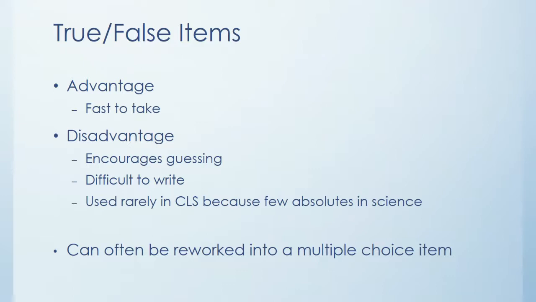So now true false items. These are very fast to take because it's just read the question, go, okay, it's true. No, it's false. So it's very fast. The disadvantage is that it encourages guessing because there's only two answers. You have a 50% chance of getting it right. They're difficult to write in such a way where it doesn't clue the learner into what the right answer is. And these are used very rarely in CLS because there's very few absolutes in science. And these can often be reworked into a multiple choice item because really the only difference between a multiple choice item and a true false item is 2 more answers.